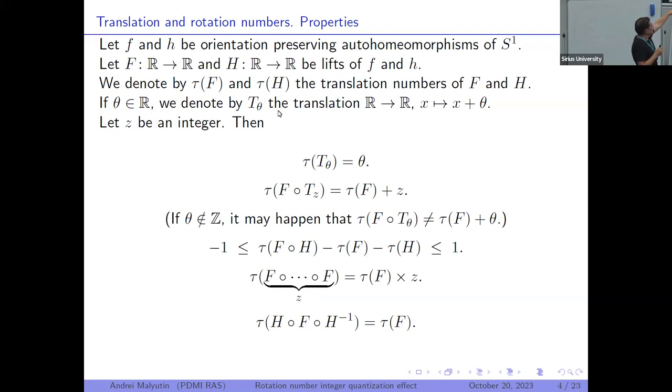So the translation number of a composition of two elements, see formula number three in the middle: the difference between the translation number of a composition and the sum of the translation numbers of the elements in the composition is not zero, but it's almost zero. This difference is absolutely not more than one.